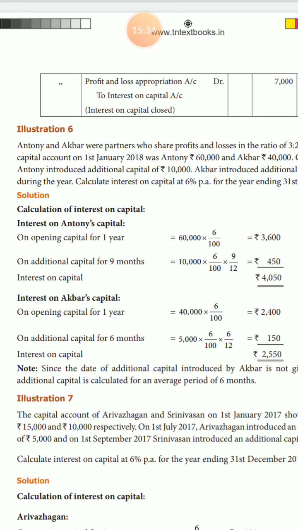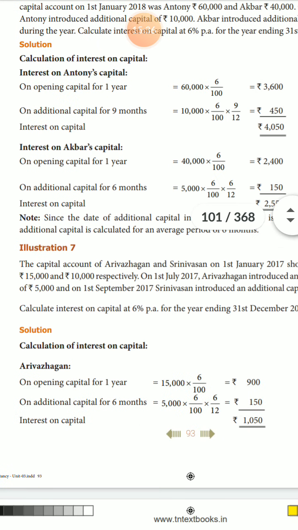Okay students, next one, new sum. Illustration 7.